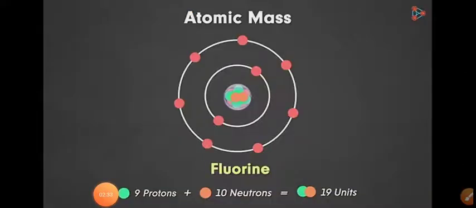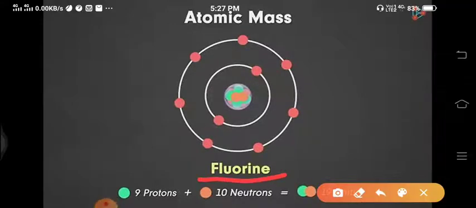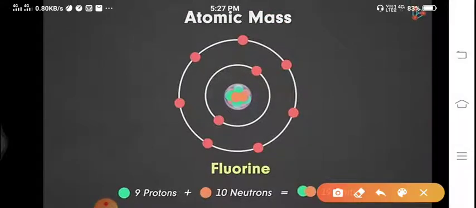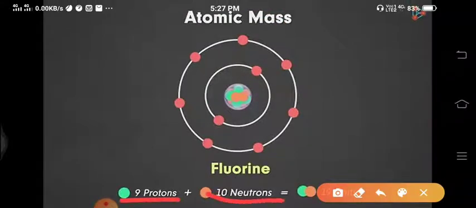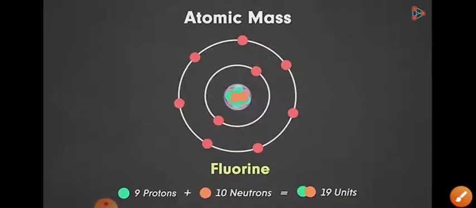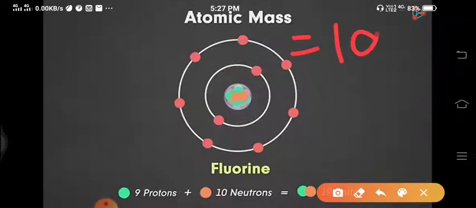Here we are taking one example, fluorine. We are going to find the atomic mass of fluorine. In this there are 9 protons and 10 neutrons. Addition of them, we get 19 units. So this is the atomic mass. The atomic mass of fluorine is 19 units.